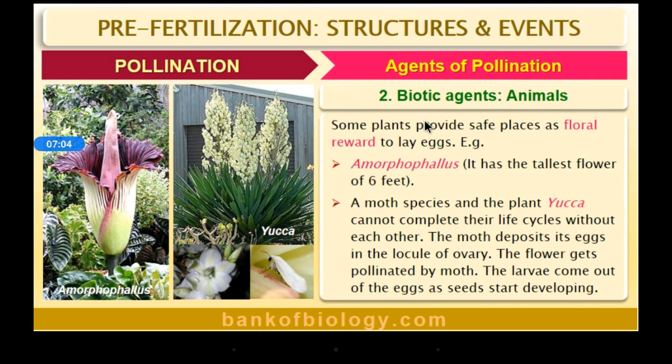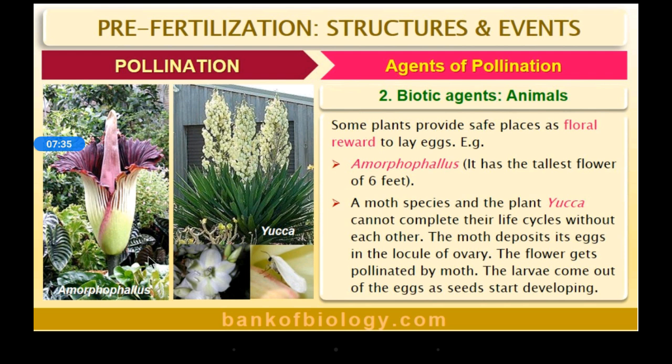And here you can see some abiotic agents like animals. In that itself, some plants provide safe places as a floral reward to lay eggs. It means in some species, the floral rewards are in providing safe places to lay eggs. One example here is Amorphophallus. It is the tallest flower, almost 6 feet.